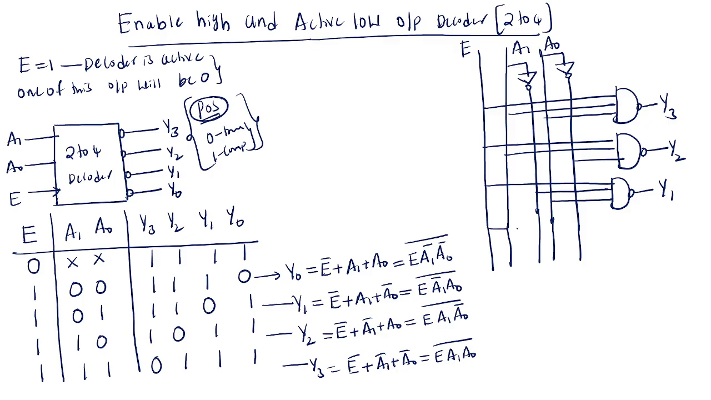Next, E, what is Y naught? E, A1 bar, A naught bar connected with an AND gate. This is Y naught. This is the enable high active high output 2 to 4 decoder. Last one is enable low, active low output 2 to 4 decoder.